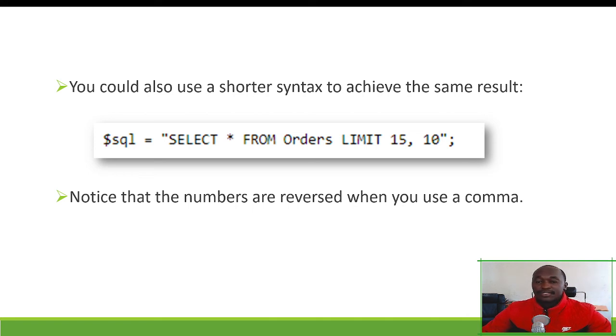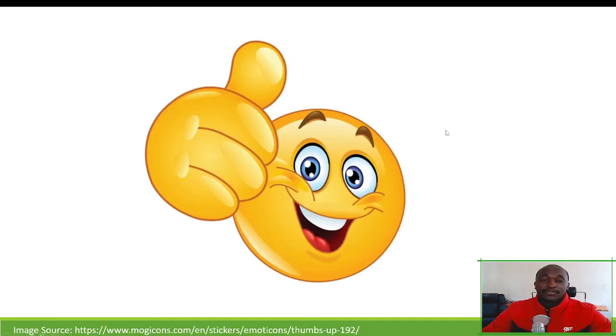You can also use a shorter syntax. Instead of using OFFSET, there's another way. You can use LIMIT, then you start with the offset value, so 15, then a comma, then the number of records you want to return. So this is just the offset, then this is the number of records you want to return. Please remember that you must use a comma. Notice that the numbers are reversed when you use a comma: you start with the offset value, then the number of records you want to return.